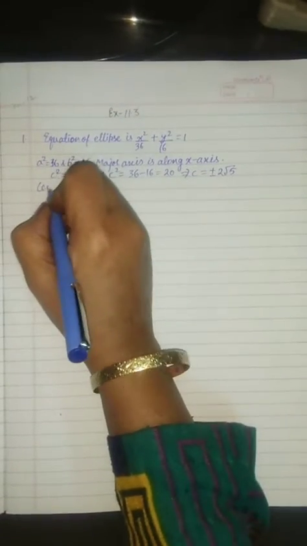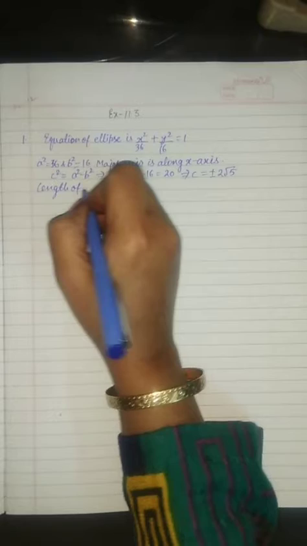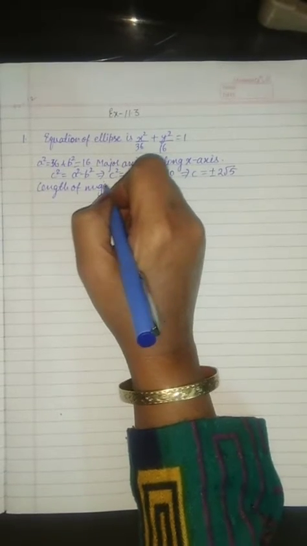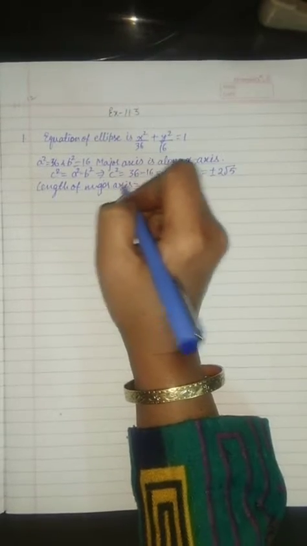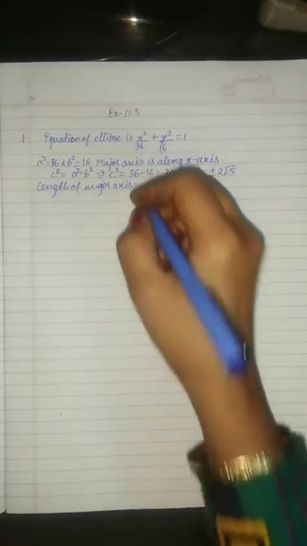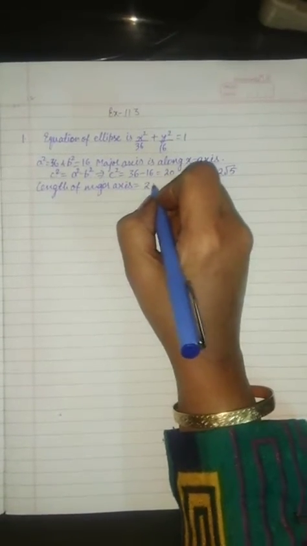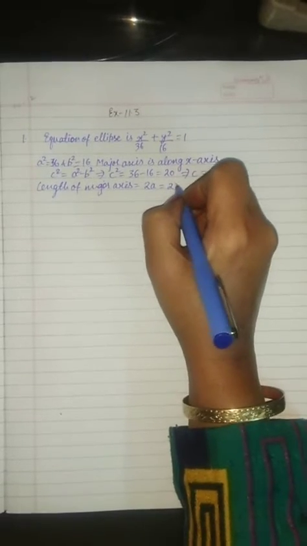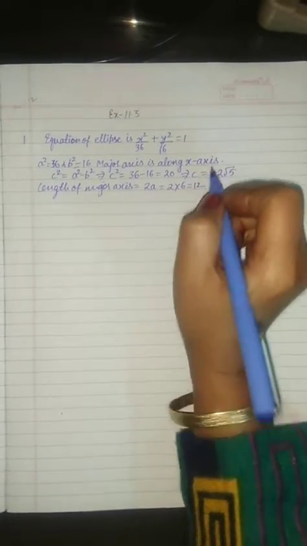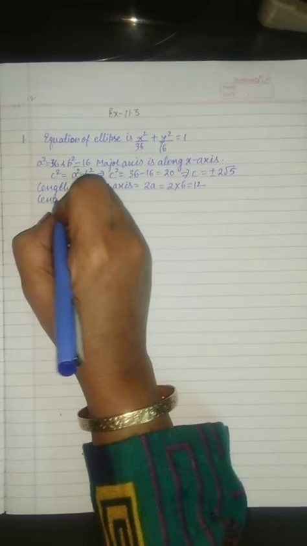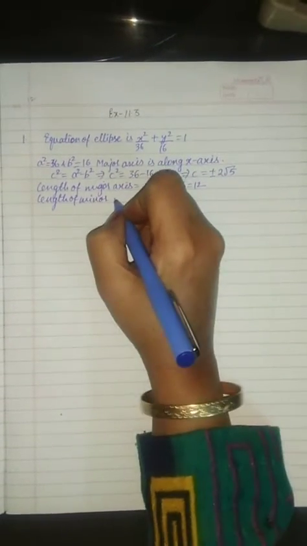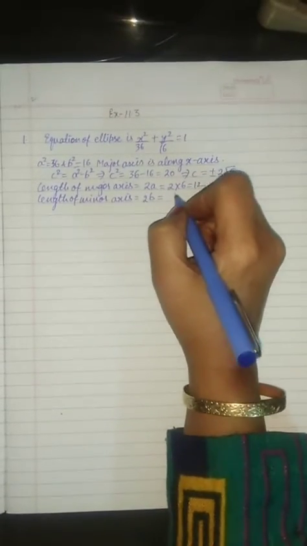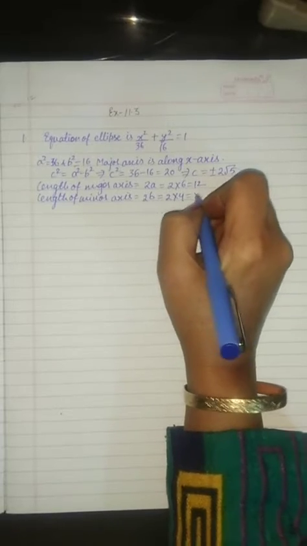Now what is the length of the major axis? The length of the major axis is 2a, which is equal to 2 into 6 is equal to 12. Then the length of the minor axis, which is 2b, that is b is 4, so 2 into 4 is 8.